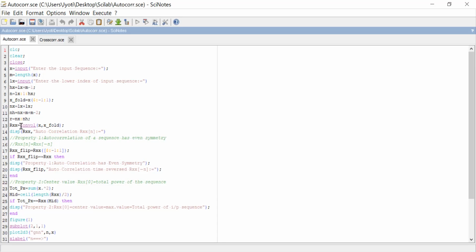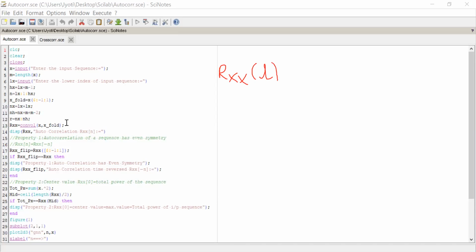Then we have to calculate the autocorrelation of x with the x folded sequence. That is, rxx is equal to convolution of x comma xfold. That means the autocorrelation formula is rxx of L is equal to summation n tending to minus infinity to plus infinity x of n into x of n minus L.